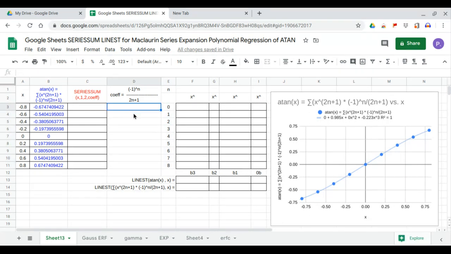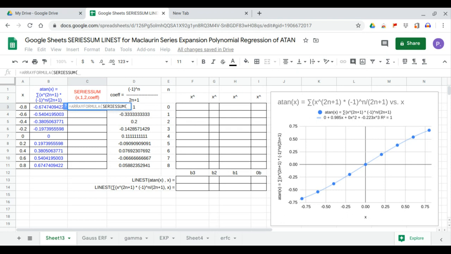So we calculate the coefficient, which is our formula, starting with the numerator, negative 1 to the power n, and the denominator, which is 2 times n plus 1. Now that we have the coefficient, we now generate the Maclaurin series of the arctangent. So it is an array formula, SERIESSUM, our x values raised to the power, which should start from 0, no, from 1, because 2 times 0 plus 1 is 1. So we start from 1, and the next will be 2 times 1 plus 1, that's 3. So incremented by 2. And the coefficient will be this range.